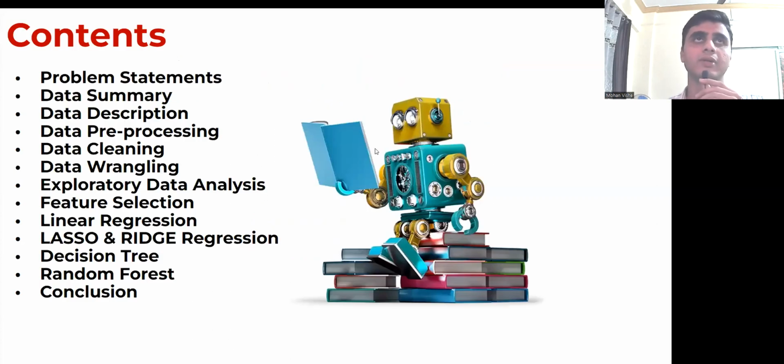So today we are going to talk about problem statement, summary, description, data preprocessing, cleaning, wrangling, and exploratory data analysis, along with the models, and we will end with conclusion.